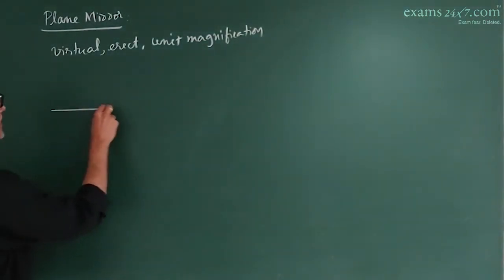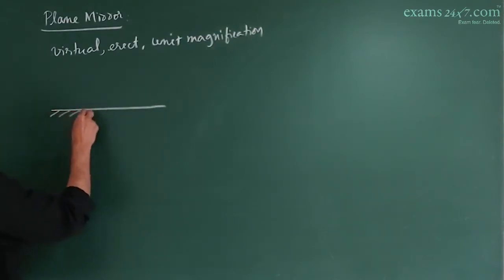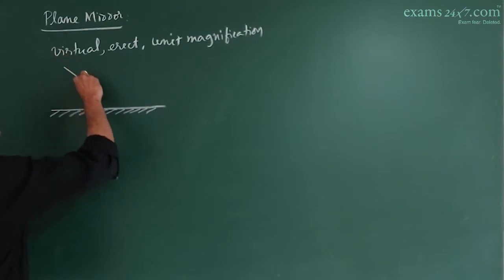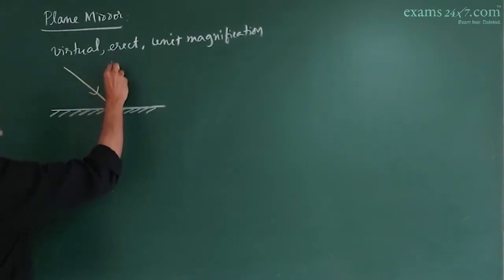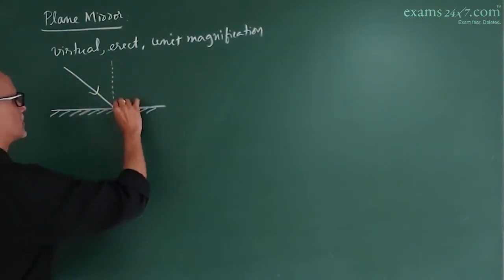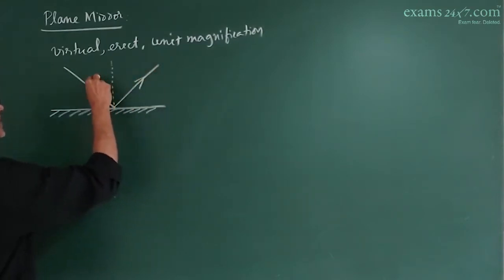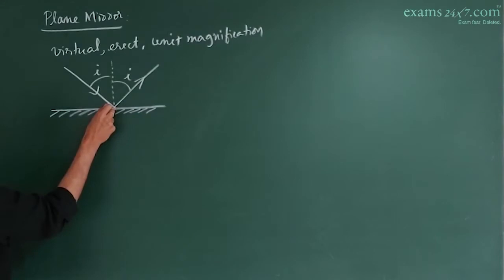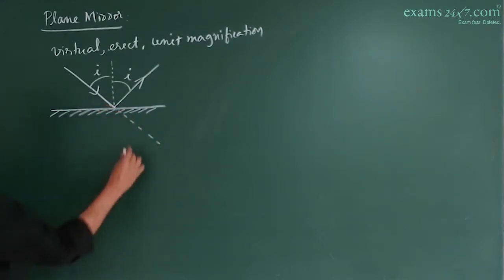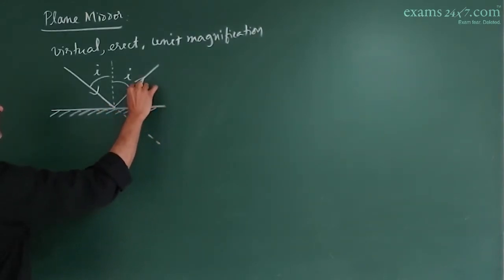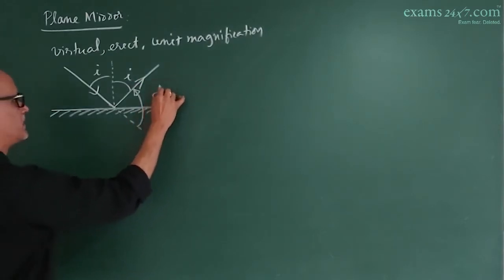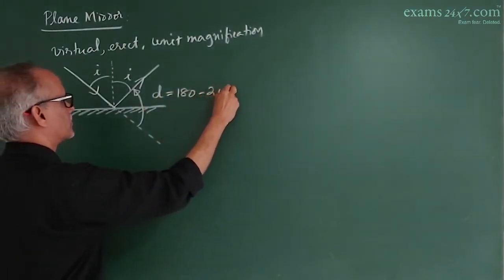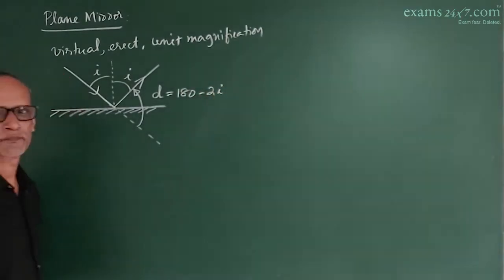So if this is a plane mirror, and if a ray is incident on the plane mirror, this is the normal. The ray gets reflected, so this angle is the angle of incidence. This angle is also the angle of incidence. This is the direction of the incident ray. This is the angle through which the ray bends, and that's called the angle of deviation. And that's equal to 180 minus 2i.